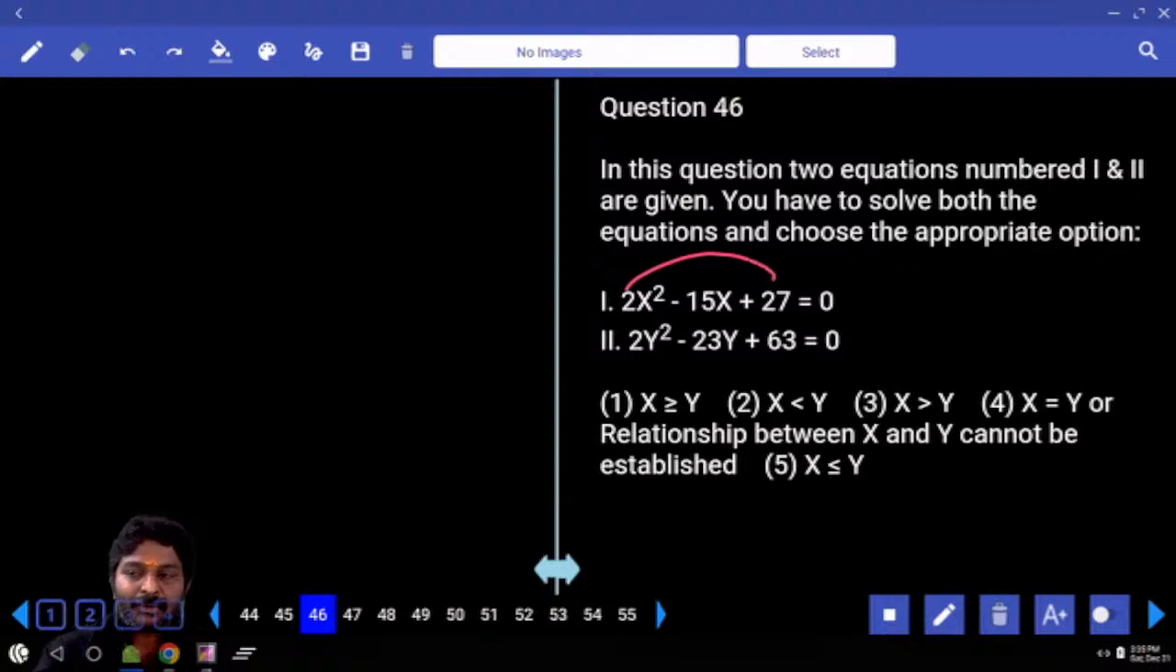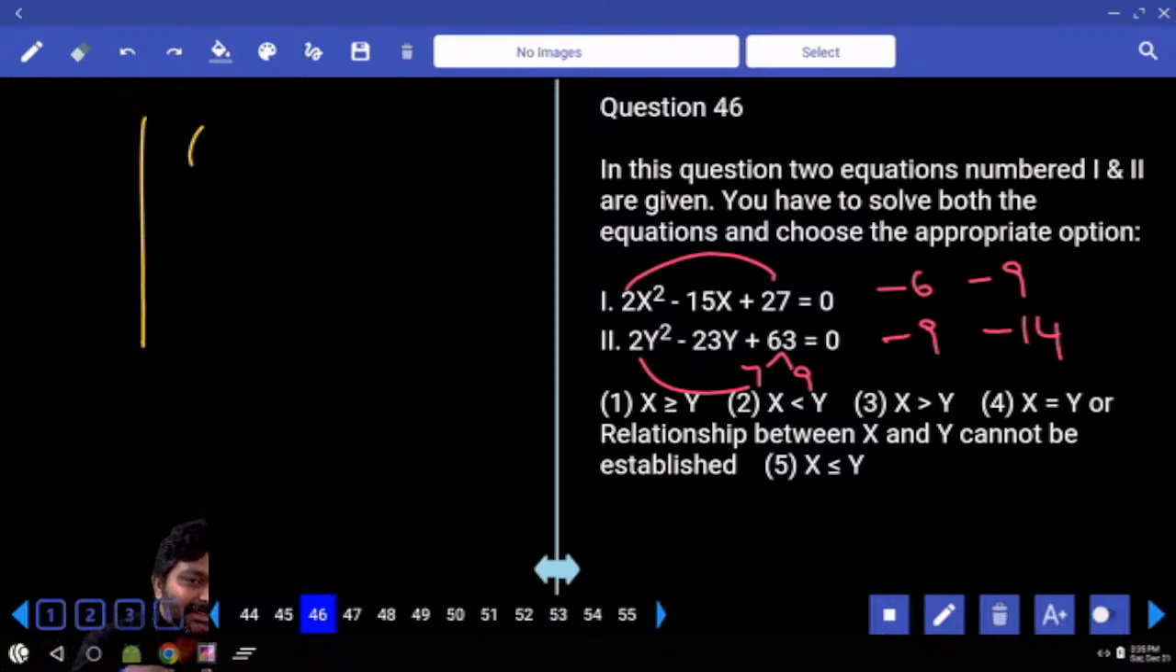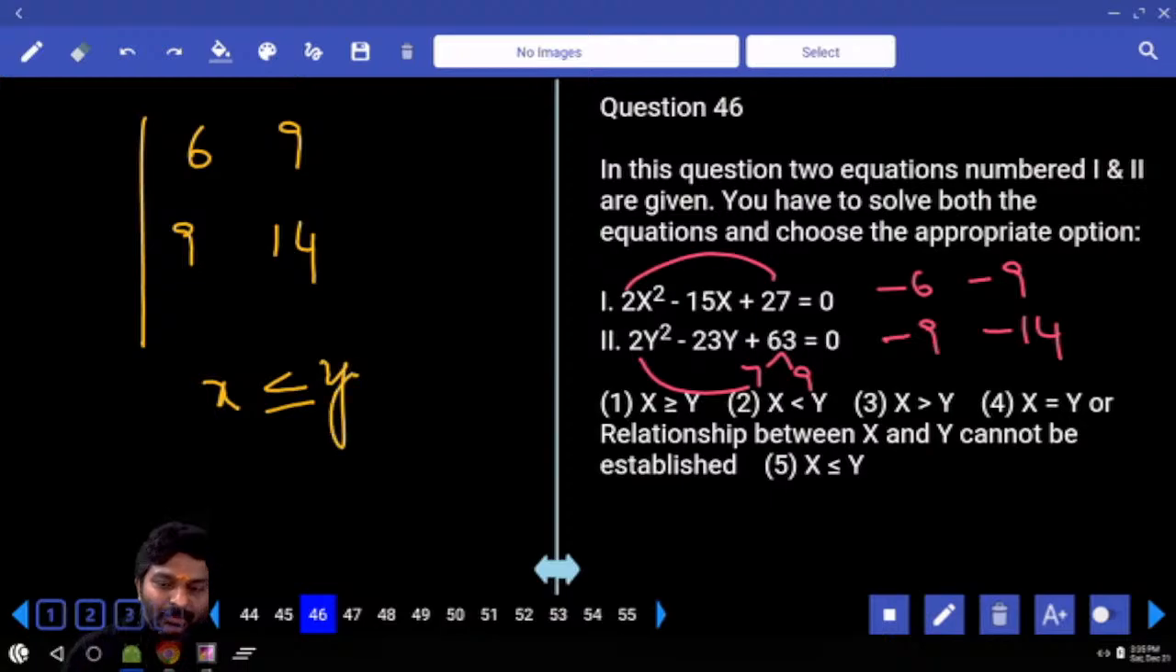Product is 54. -6 -9 is the combination. Agreed? 63 can be written as 7 into 9. 2 into 7, 14. -9 -14 is the combination. Then factors are 6 comma 9, 9 comma 14. Correct? X is less than or equal to y.